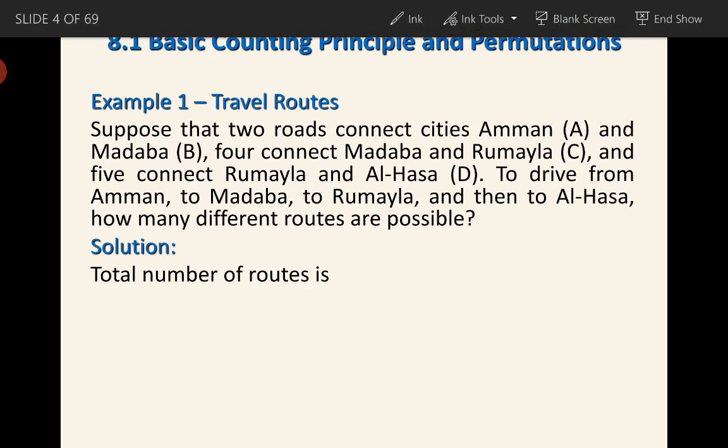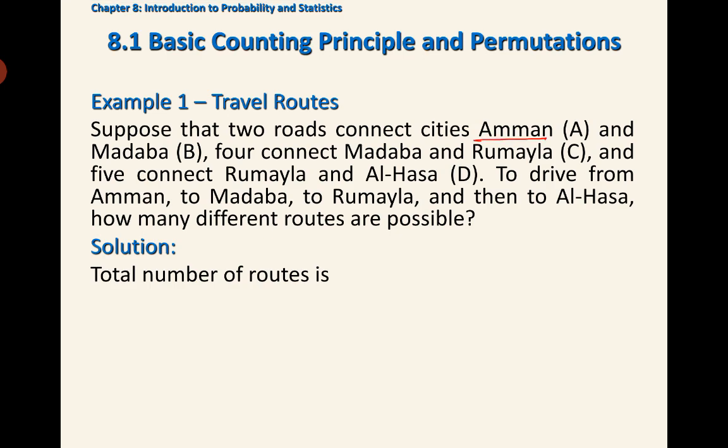Let's take an example. Suppose two roads connect the cities Amman, A, and Madaba, B. Four roads connect Madaba and Rumayla, and 5 roads connect Rumayla and Al Hassa. Only 2 roads connect the first 2 cities, 4 roads connect the next 2 cities, and 5 roads connect the last pair. Let them be 4 different cities.